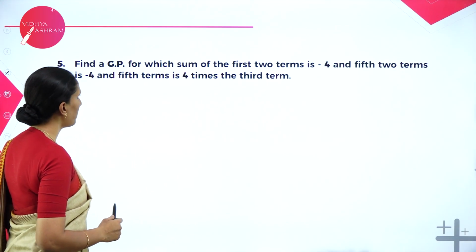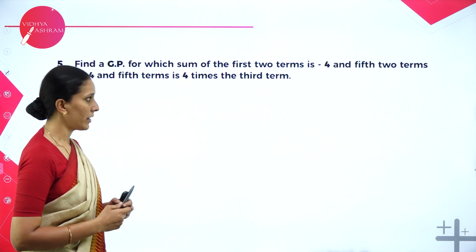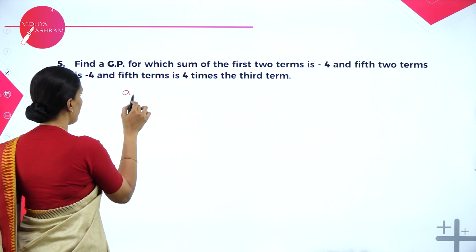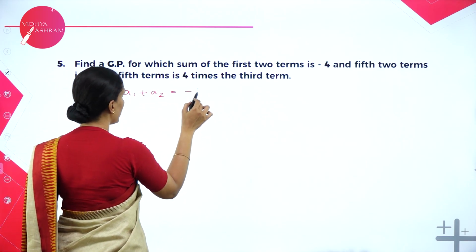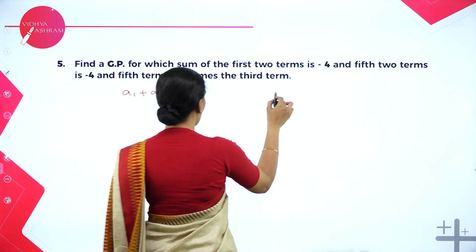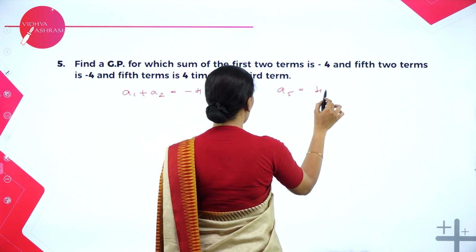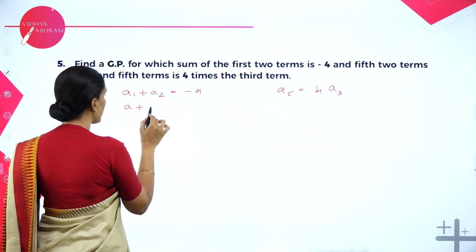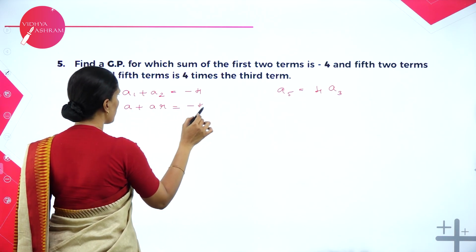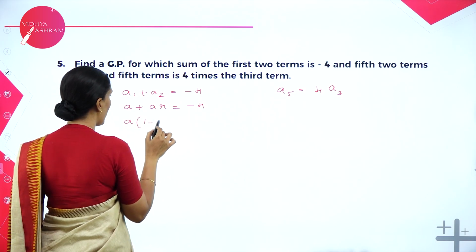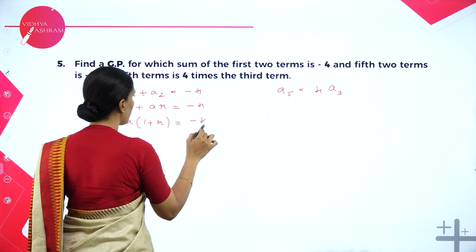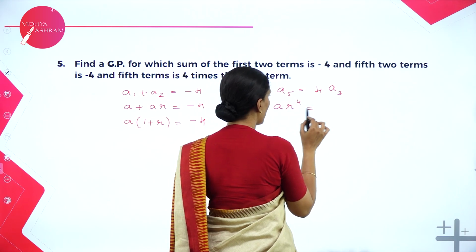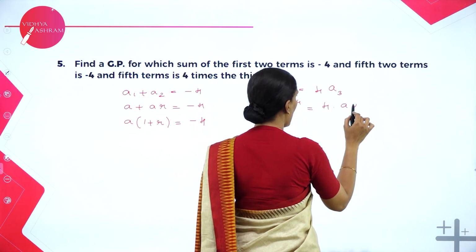Next question. Find a GP for which the sum of first two terms is minus 4 and the fifth term is 4 times the third term. So first two terms means A1 plus A2 is equal to minus 4. Also they have given A5 is equal to 4 times the third term, A3. Now here A1 is nothing but A, A2 is nothing but AR, which is equal to minus 4. Or we can take A into 1 plus R is equal to minus 4 here.